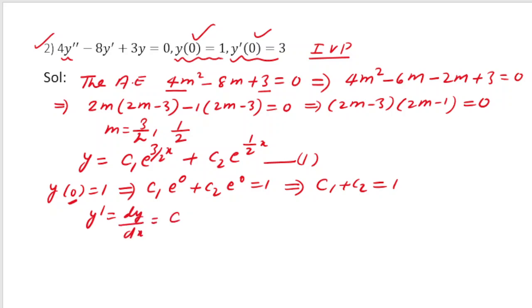So if I differentiate, I will get c1 times 3 by 2 e to the power 3 by 2x, and c2 times 1 by 2 e to the power 1 by 2x. Okay, and it is given that y dash 0 is equal to 3. So it will give me what? I am continuing here on this side.